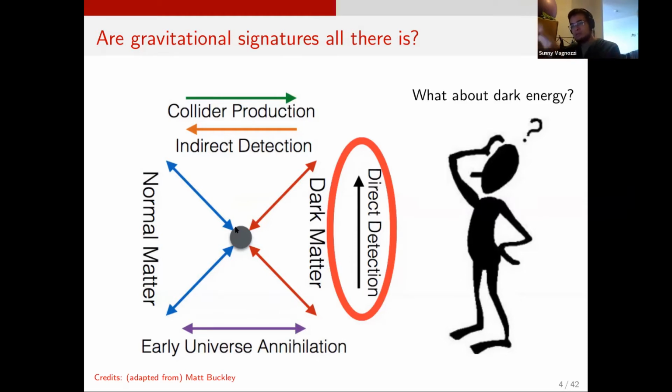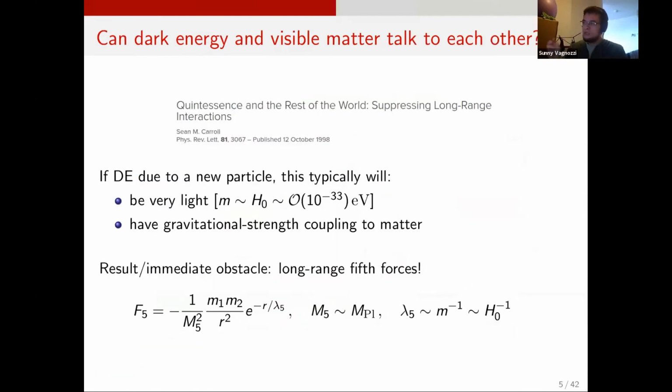So if you want to do something similar for dark energy, you have to ask yourself the question: can dark energy and visible matter talk to each other in the first place? Well, the answer is generally yes, because, assuming dark energy is due to a new degree of freedom, it's generally impossible to keep it completely decoupled from the standard model, unless you have some symmetry protecting this coupling. So the point is, if dark energy is due to a new particle, this is inevitably going to talk to visible matter in some way.